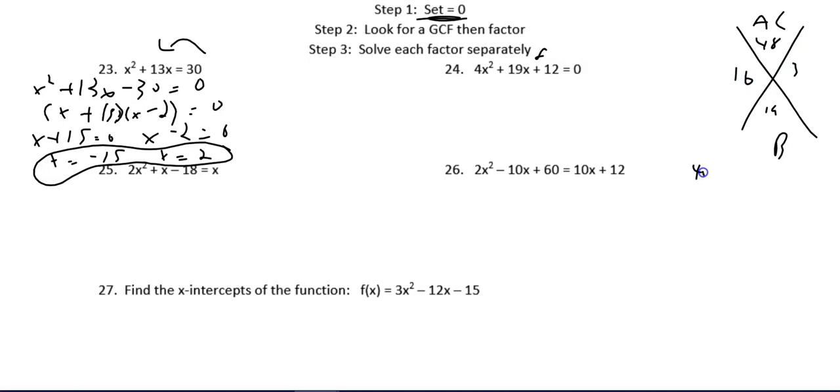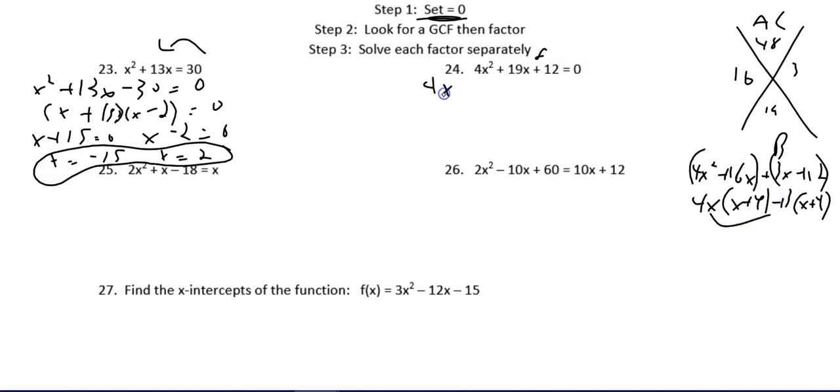So I have 4x squared. I'm going to rewrite the 19x as 16x plus 3x. And then I just write the 12. And now I'm going to factor by grouping. And I'm going to do the GCF, which we've done. So what goes into 4x squared and 16x? That's 4x. And I'm going to divide and get x plus 4. Now this one has to be x plus 4 also. So what do I divide by? 3. And there's my two parentheses. 4x plus 3 and x plus 4.